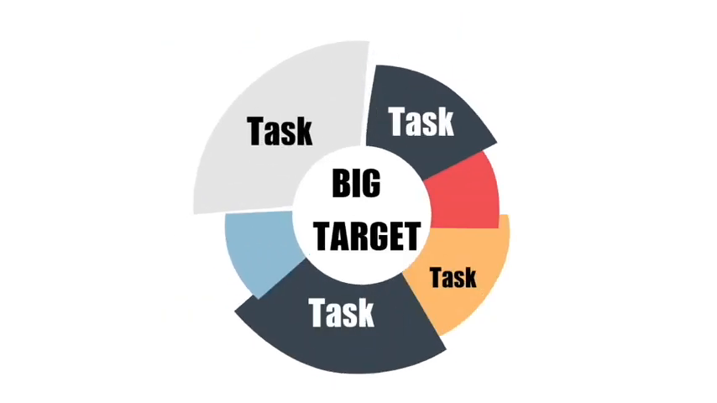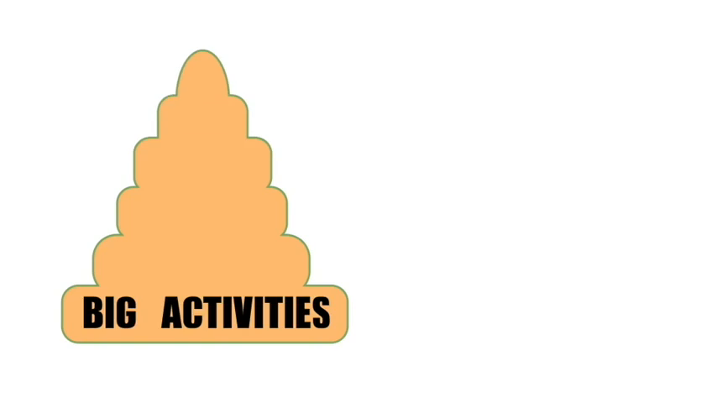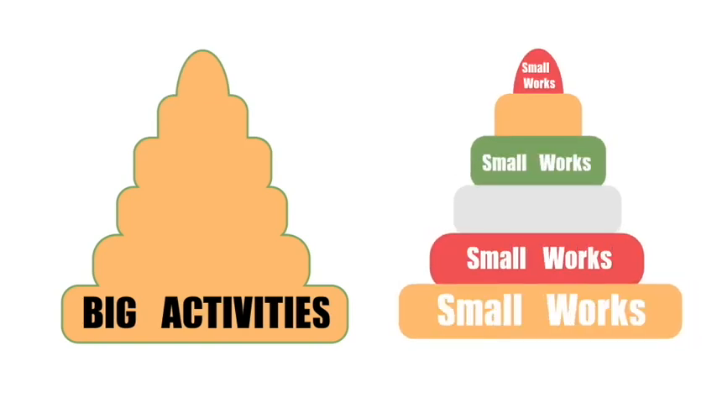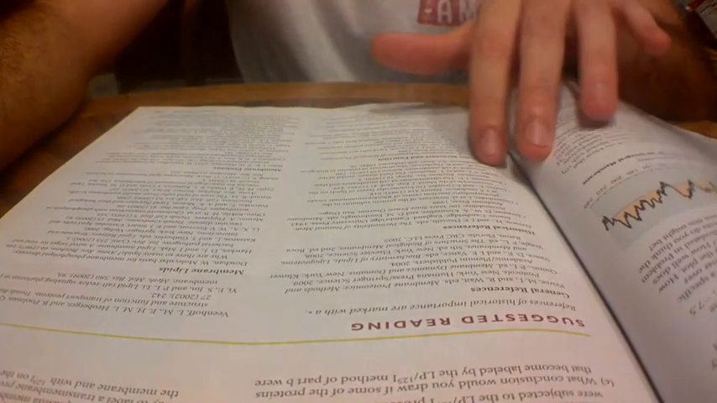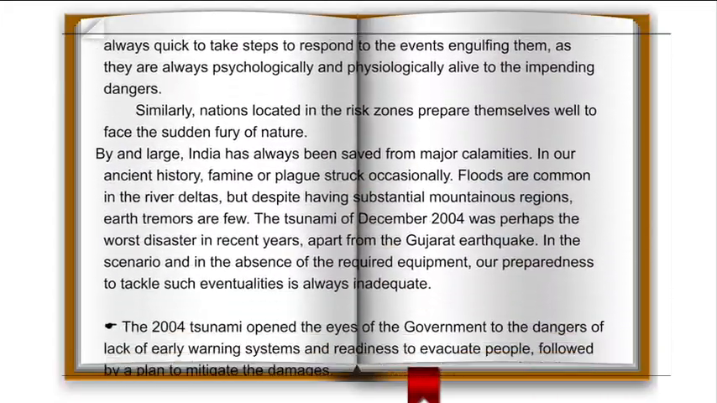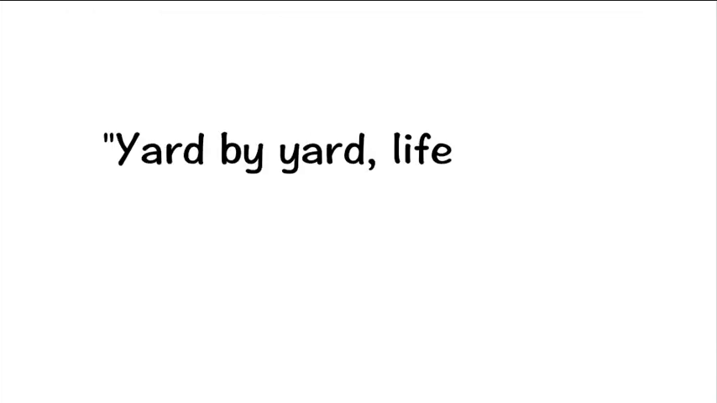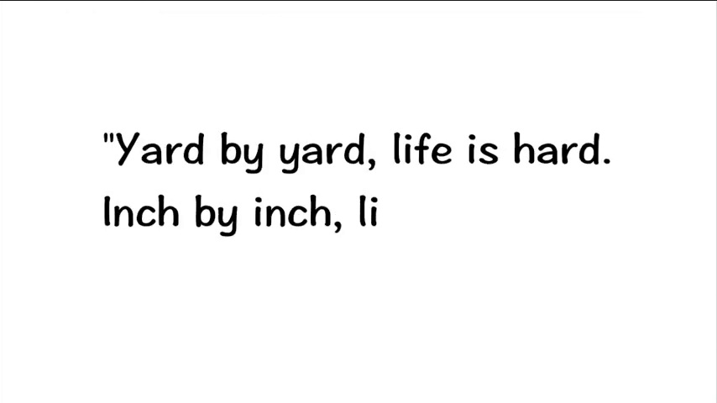For example, big targets can be made into small tasks. Big activities can be cut down into small words. Big books can be made into small chapters, and big chapters can be made into small paragraphs. As the saying goes, yard by yard, life is hard, but inch by inch, life's a cinch.